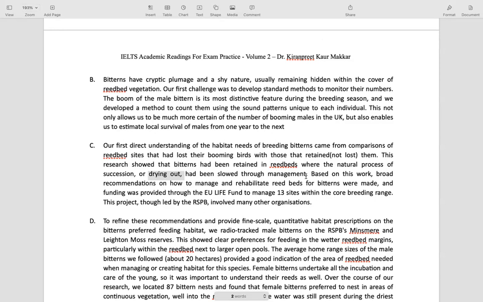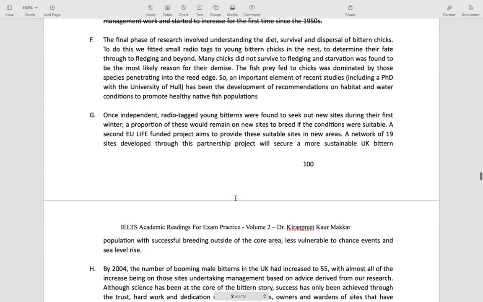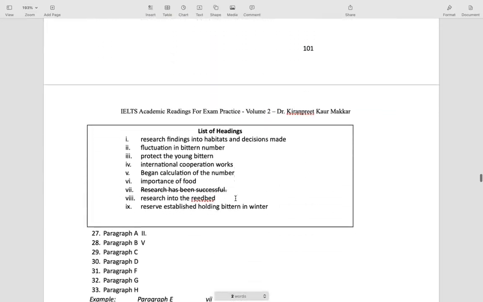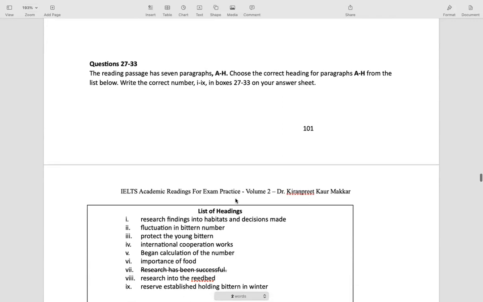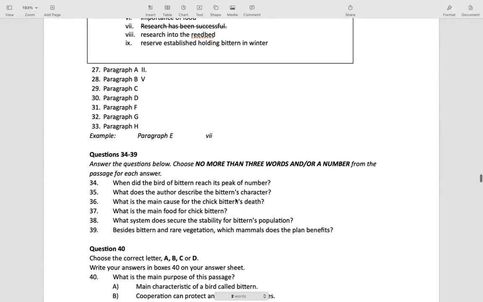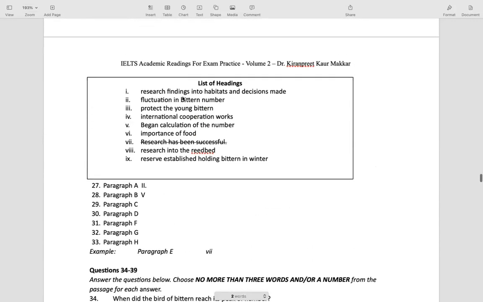Okay. So now let's find out the correct heading. Yes, it's tough, but that's why we are doing it. And it has been repeated quite a number of times in the actual exam. Okay, let's see. Can it be the first one? Yes, sir, because findings and research both are there and habitats also. But the second part we haven't read. What's the second part? Decision made.